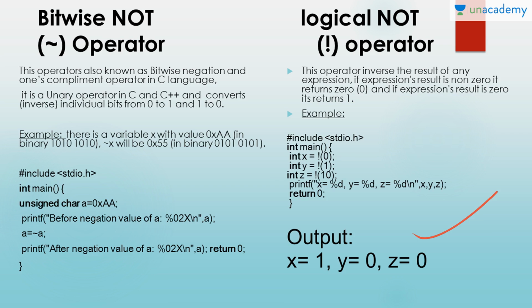Then y is equal to not of 1. We saw that if the expression's result is 0, it returns 1. So in the first one, x is equal to not of 0. The expression is 0 here, so it will return 1. Thus the value of x in the output will be 1. And y is equal to not of 1. 1 is non-zero here, so the output we will obtain is 0. So x is 1, y is 0, z is 0. So what happens in logical NOT operators is, if the expression's result is non-zero, the value in the output is 0. If the expression result is 0, the output returns 1.